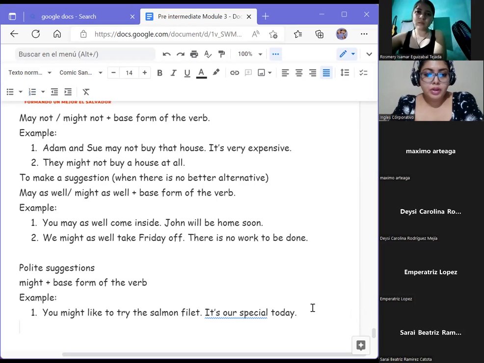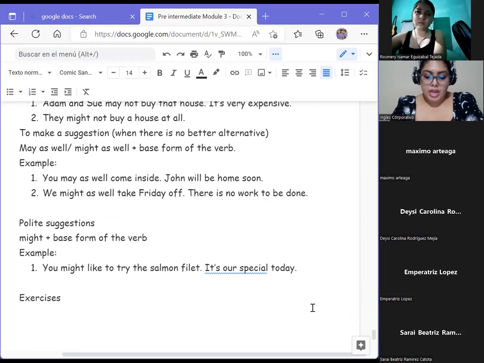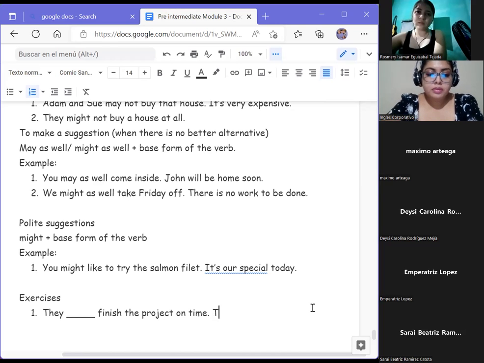So, we are going to have the exercises. And we have five sentences, and we are going to use might or may. But in this case, we are going to use might not, that is negative, might, may as well, or may not. We have those options to complete the sentence. We have exercise number one, and it says they finish the project on time. The main engineer is ill. So in this case, it's a negative connotation.